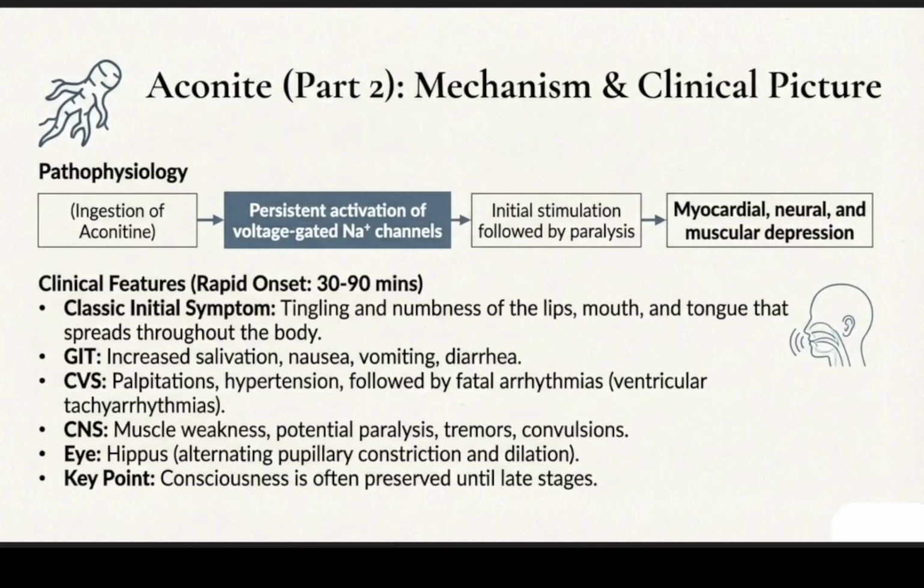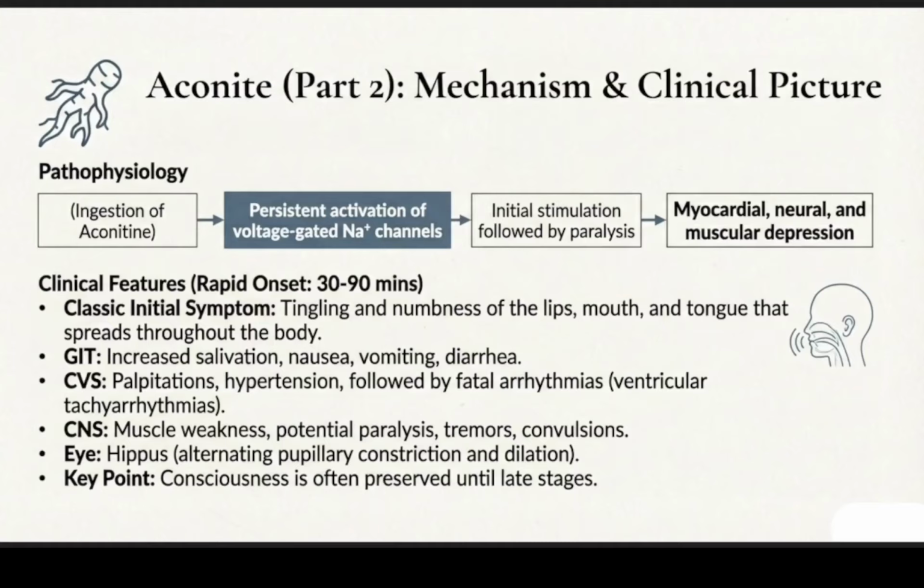Muscle weakness is going to be there. The potential paralysis is going to be there. Tremors and convulsions. And in the eye, there is going to be hippus. What is hippus? That is alternating pupillary constriction and dilatation. Again, one of the most important features of aconite. And remember, consciousness is usually preserved until the late stages of aconite poisoning.